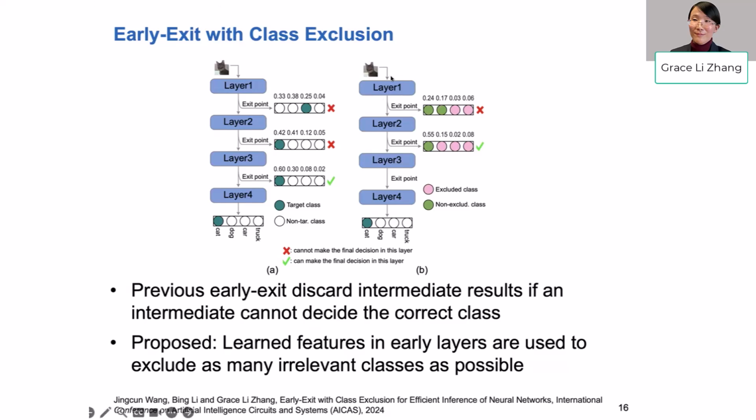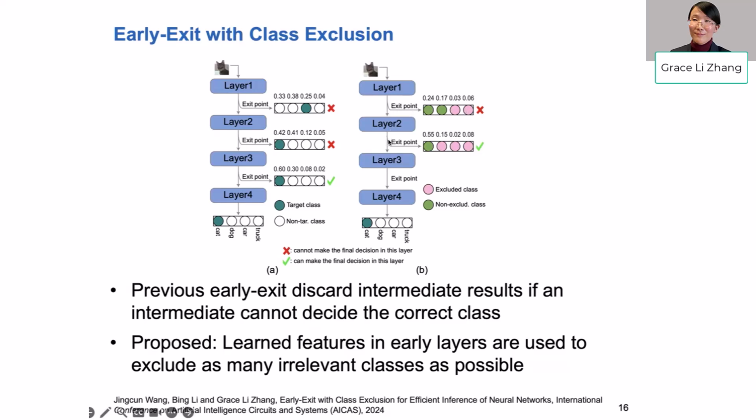So for example, if you give an image that is a cat, you send it to the layer, and in the first layer, it may learn some features like the eye of a cat. Then you can use these learned features to exclude that, okay, this image is definitely not a car or a truck, right? You can exclude some classes.